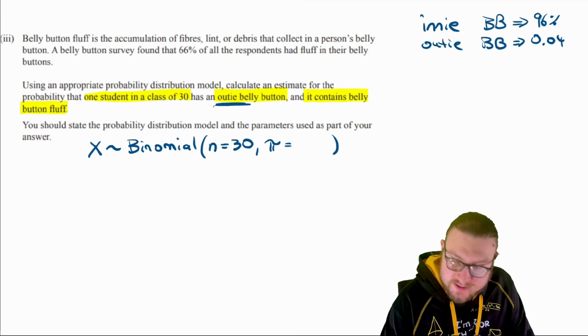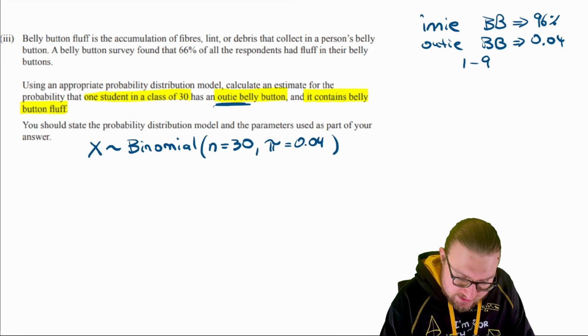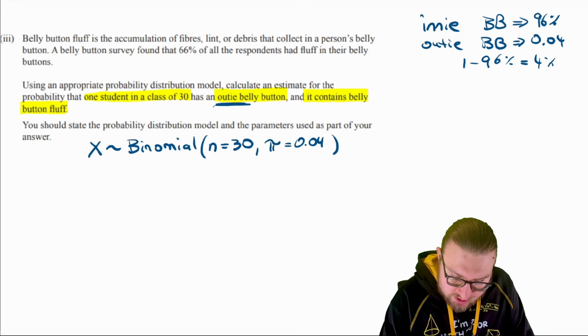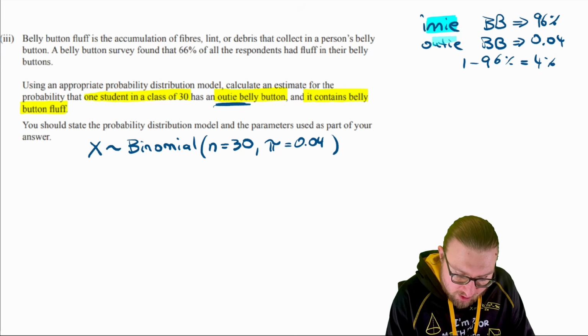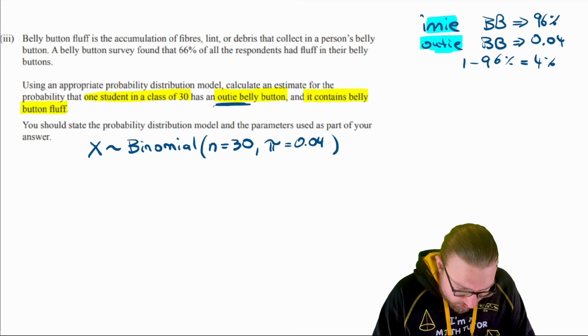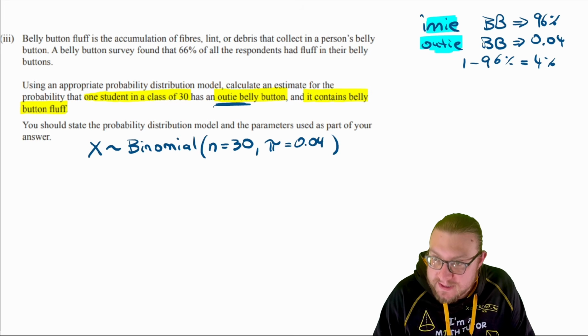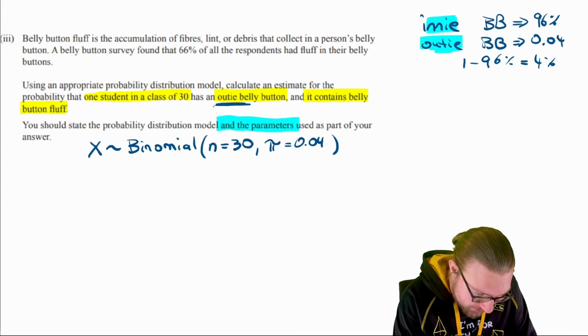And I'm just going to make this as a decimal here. Yeah, so 0.04. Remember that you do 1 minus 96%. Yeah, is your 4%. Why can we do 1 minus? Because these are opposites of each other. Yeah, they complement each other and make a whole. So once we have our probability distribution written down with the parameters, always remember we want the parameters. Get into the habit of writing those down.